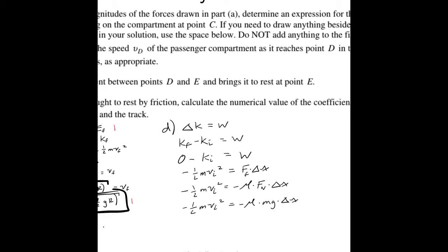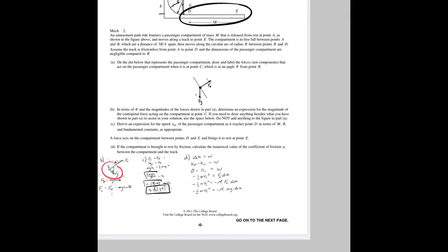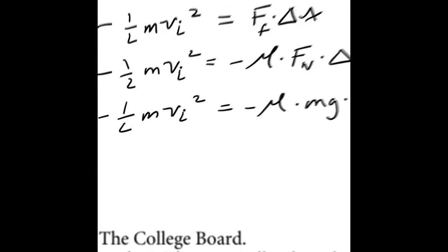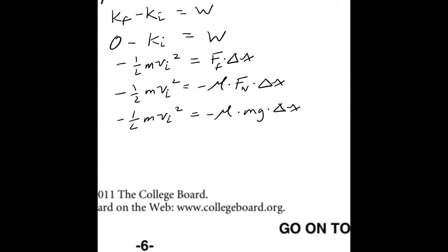All right. Now, what are we solving for? Well, we're solving for mu. So let's see what I know here. I know what delta x is. It's 3r. I know what m is. I know what g is. I know what v initial is. All right. Let's go ahead and make some substitutions here.